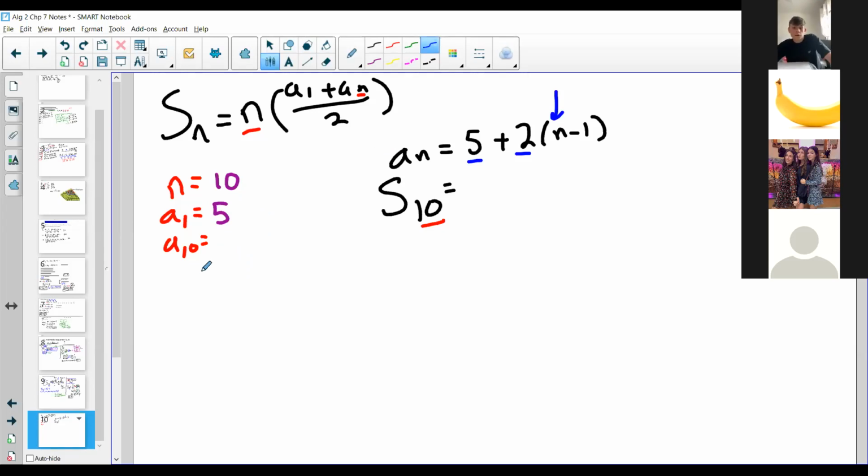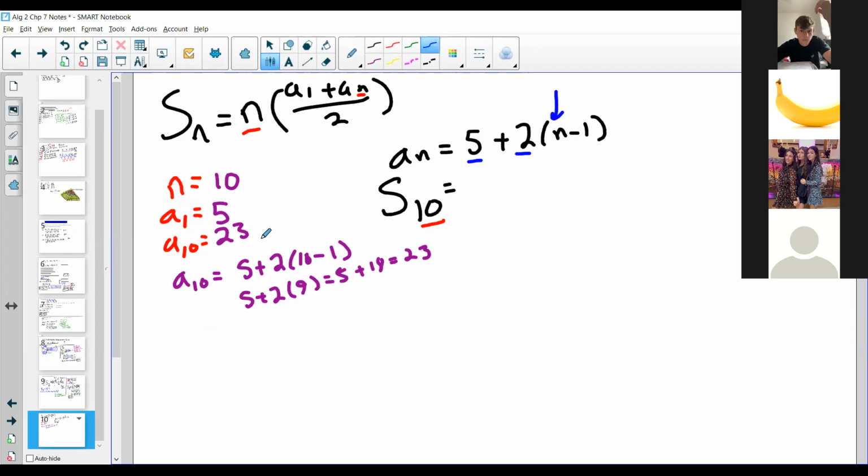All right, let's do it together. a10 equals 5 plus 2 times 10 minus 1. 5 plus 2 times 9. That's 5 plus 18, which is 23. So a10 is 23. Now I have all the factors.